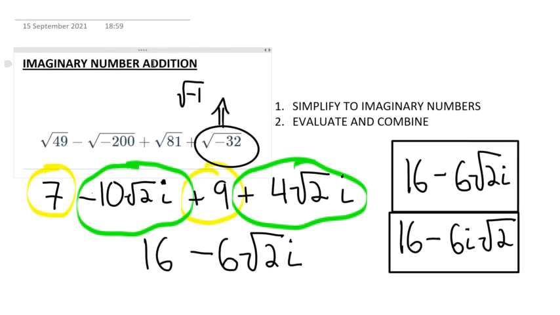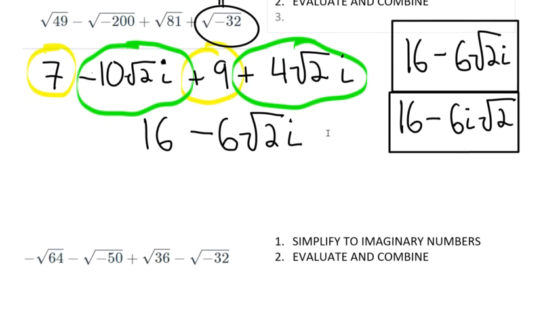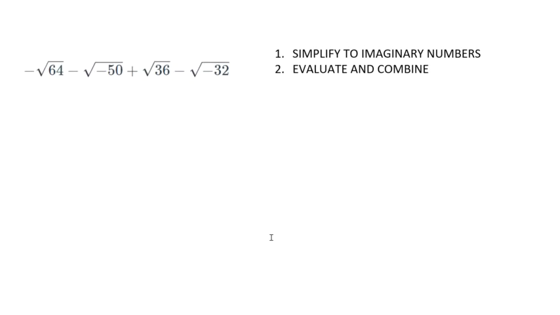Let's take a look at another addition of imaginary numbers. Here, we're going to do the same thing we just did: simplify. Well, let's break this up piece by piece. The square root of 64 is 8. So that one's easy enough. That's taken care of. But it's negative 8 because of that sign.